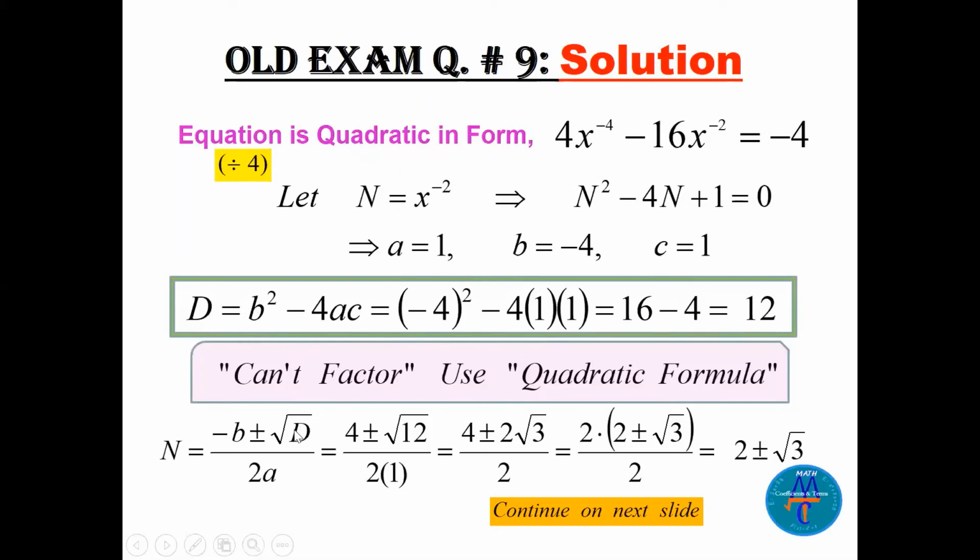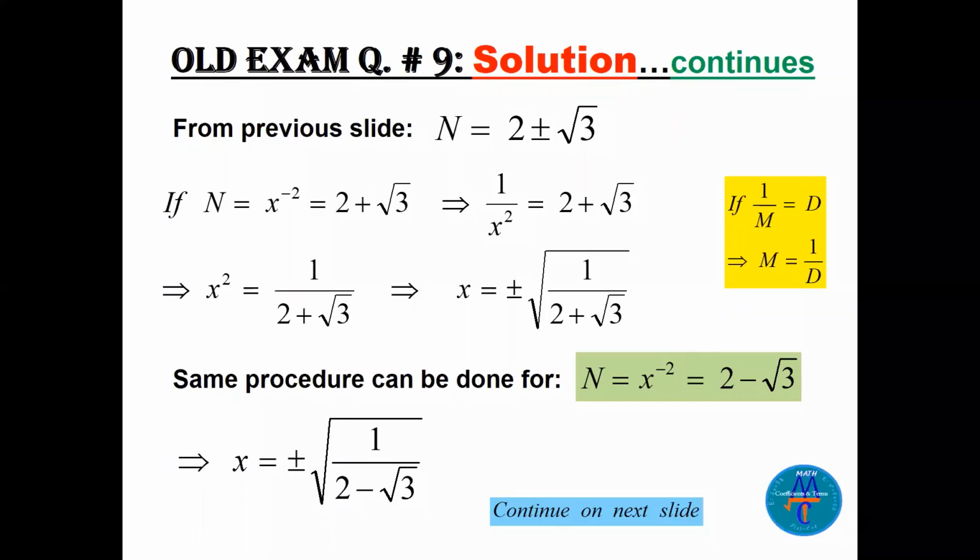Now use the quadratic formula for n. Remember, not x. Quadratic formula, I will say again, quadratic formula for n, not for x. So n will be minus b, which is 4 here, plus or minus square root of 12, divided by 2. Simplify square root of 12 as usual. Cancel the 2 here. You will get n equal to 2 plus or minus square root of 3. This is n. Now what is n? x to the power minus 2.